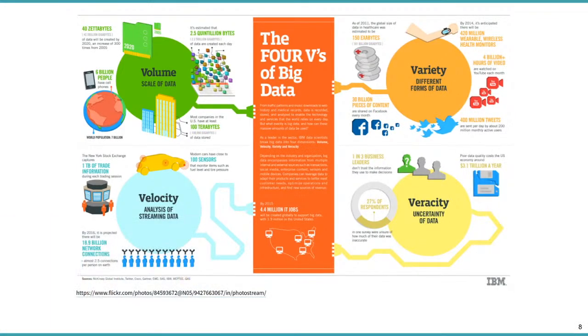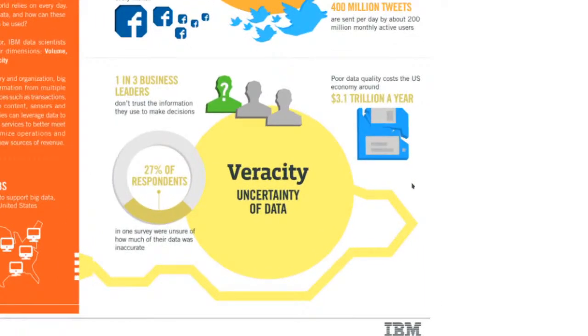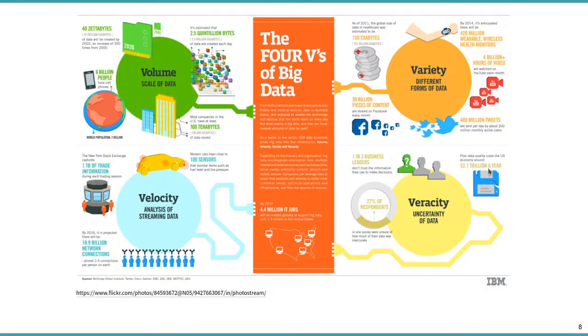This picture shows all four V's now: volume, variety, velocity, and veracity. When we take a look at veracity here, you see that business leaders don't trust the information they use to make decisions. So big data is used for making decisions, and when you cannot trust your data, then your decisions are based on something that you don't trust. That can be a problem. Poor data quality. So people have to implement metrics for rating how trustworthy your data is and how to filter out bad quality data or do data cleaning and remove bad items and so on.